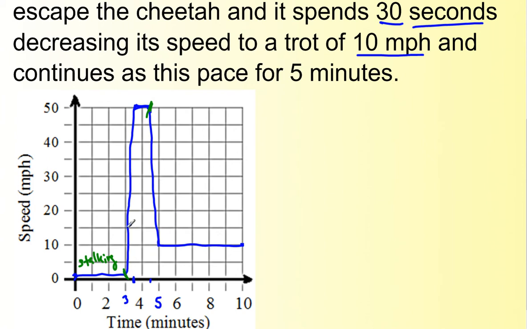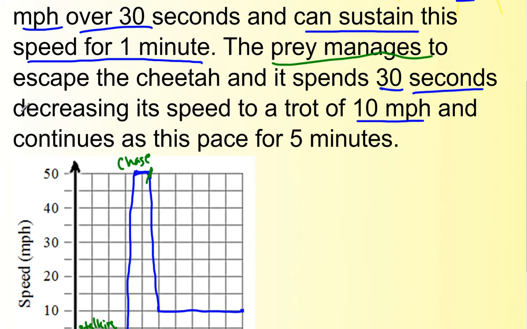So the cheetah speeds up. He's trying to catch his prey. He goes really quickly, and he's able to hold that speed for a minute. So now we're in the chase. And he's running. They're trying to catch each other, and the prey's trying to get away. And then all of a sudden, it says the prey manages to escape.